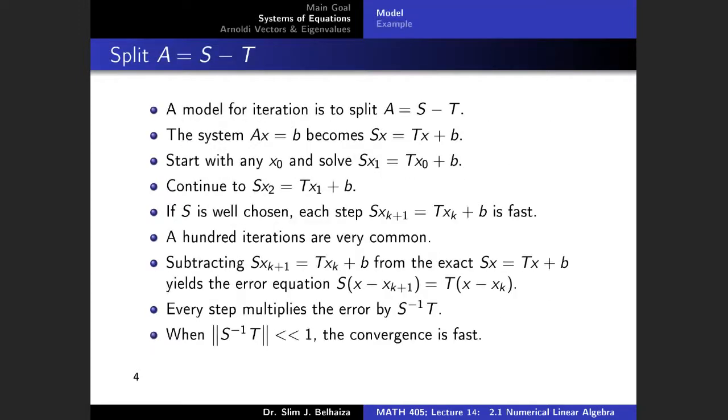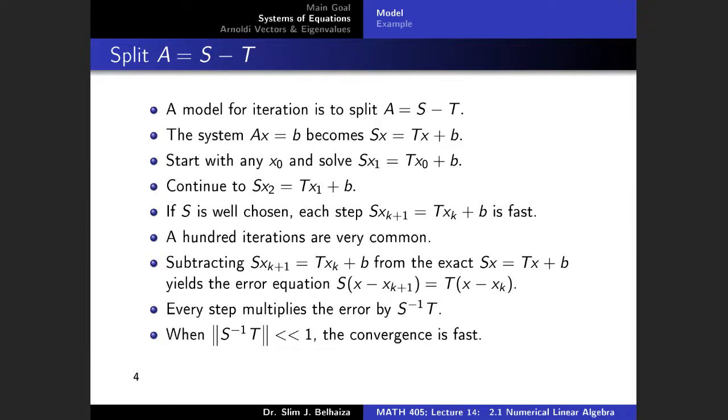First of all, we've shown last time how we can split the matrix A of a linear system into two matrices S and T, such that A equals S minus T. And the linear system Ax equals b becomes Sx equals Tx plus b. If you start with a given x0, you can, at every iteration, compute the next vector x1 based on the previous vector x0. For example, the next iteration would be to compute x_{k+1} that solves S x_{k+1} equals T x_k plus b. Okay? And of course, we said that if S is well chosen, then the convergence is fast.